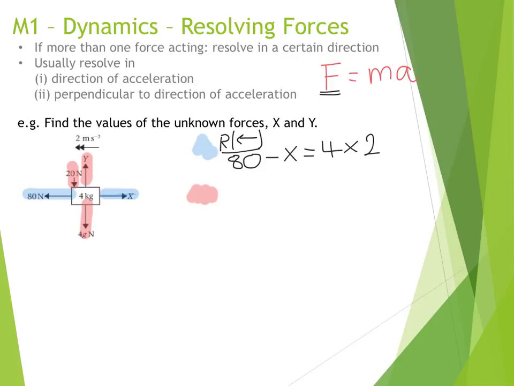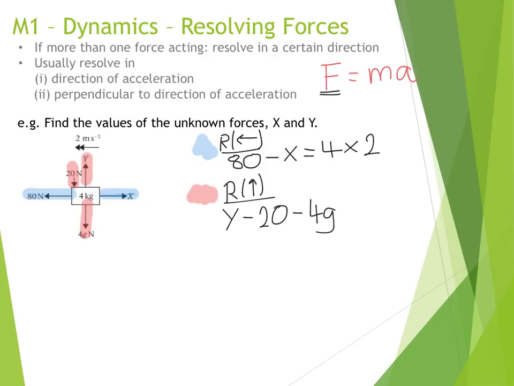Now I'm going to have a look at my vertical direction. So I'm going to resolve perpendicular to it. Now I can either choose up or down here because there's no acceleration either up or down. I'm going to choose up. So upwards I've got y, and then going against the y is a negative 20 and negative 4g.